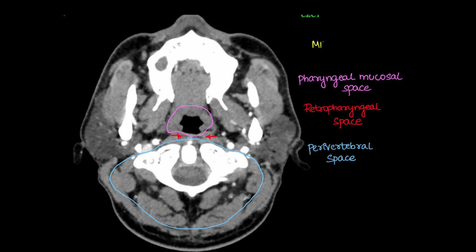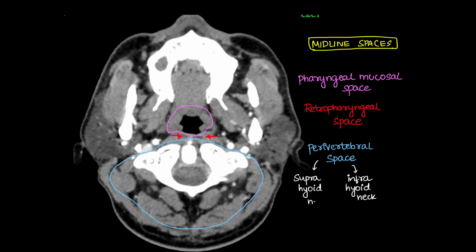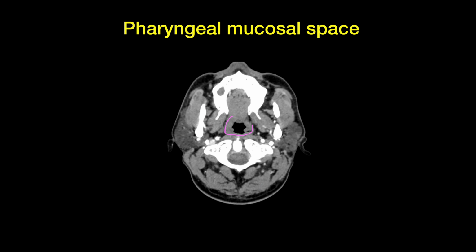These three are central spaces which are unpaired. The rest of the spaces are paired. They have the right and left components. Perivertebral space and retropharyngeal space both extend in supra and infrahyoid neck. Even pharyngeal mucosal space is called visceral space in the infrahyoid neck. So all these three are continuous throughout the spaces. The first space which we'll discuss is the pharyngeal mucosal space.